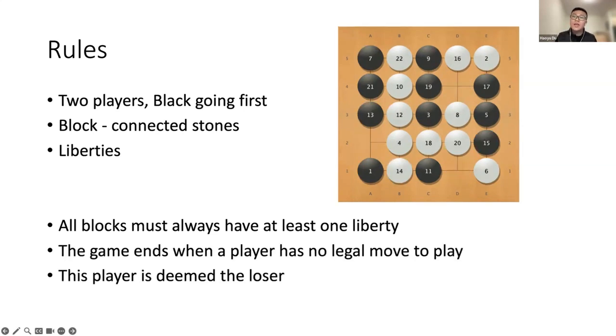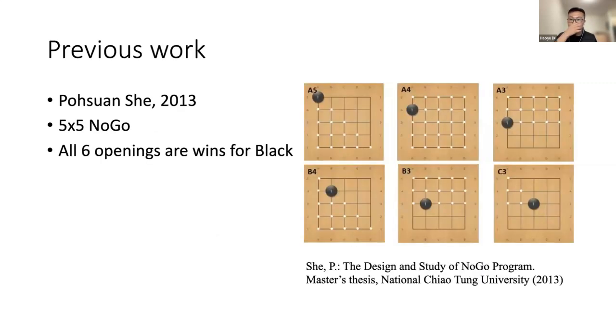And this non-capturing rule also changed the endgame conditions. The game ends when a player has no legal move to play, and this player is deemed the loser. So if you look at this board over here, there are 3 empty points on the board, and it is also the white player's turn to play. If the white player plays at any of these 3 empty points, it will capture some black stones. So all these moves are illegal moves for the white player. In this case, the white player has no legal move to play, so the white player loses the game.